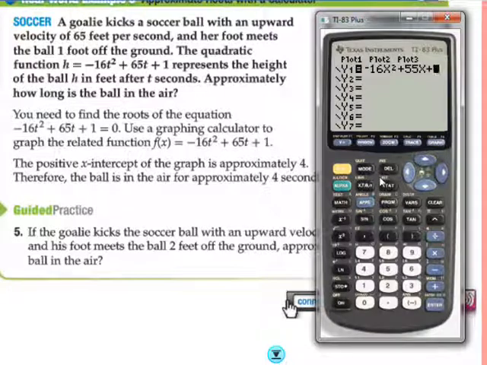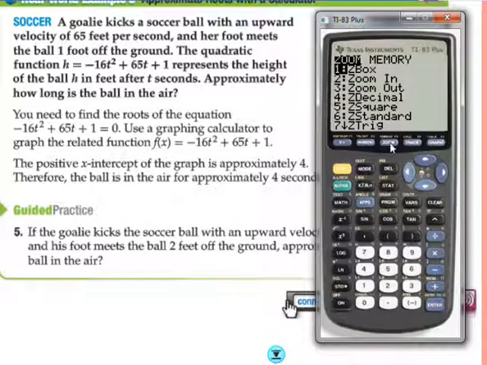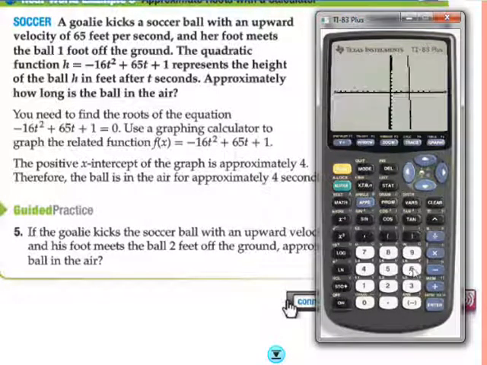Oh, no, sorry, they said in the question that 2 feet off the ground. His foot meets the ball 2 feet off the ground. Okay, let's hit enter, and let's graph that. Now, you'll notice that depending on what your graph looks like, and I'll change mine here to zoom standard, so that's zoom 6. So now, I can't see the whole graph, but I don't need the whole graph. The part that I need is this part here where it crosses the x-axis. Okay, that's the part we need.